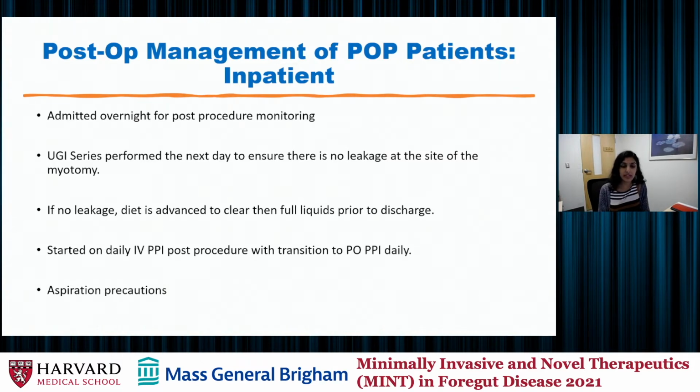If they're tolerating the clear liquids, we want to make sure that they're started on a daily IV proton pump inhibitor post-procedure. Again, this is used to decrease inflammation, decrease the risk of ulcers forming, and even strictures forming. If they're able to tolerate it, they can transition to an oral proton pump inhibitor daily.